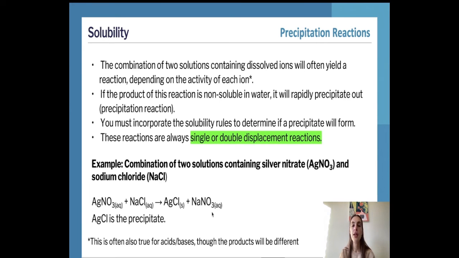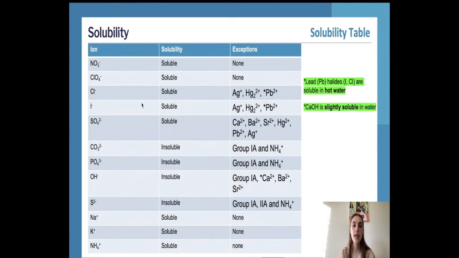So we want to look at our solubility table to determine if these are soluble. We can look for Cl, and we can see Ag is an exception to the solubility of chloride ions, and so we know that AgCl is not going to be able to be dissolved. It will be insoluble, and so it will be a precipitate.